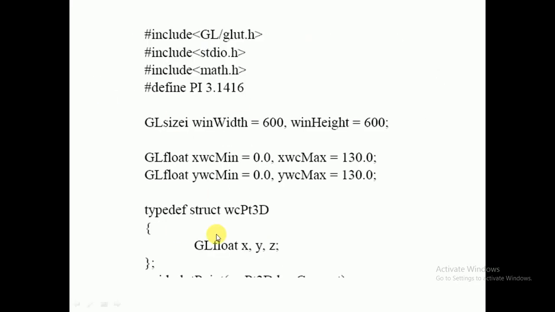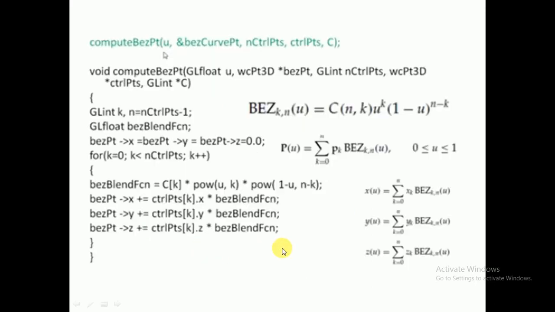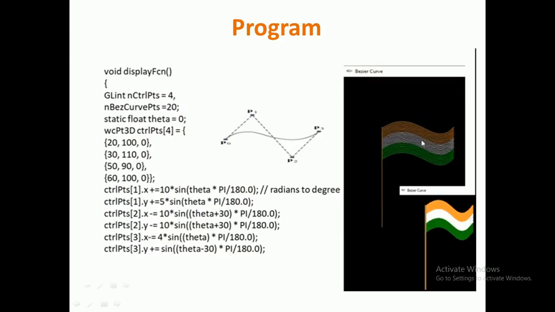That structure type, dev struct 3D, means each point is x, y, z. Each point is x, y, z. That structure we have taken. With that structure, I have created one variable, that is WC point 3D control points 4.